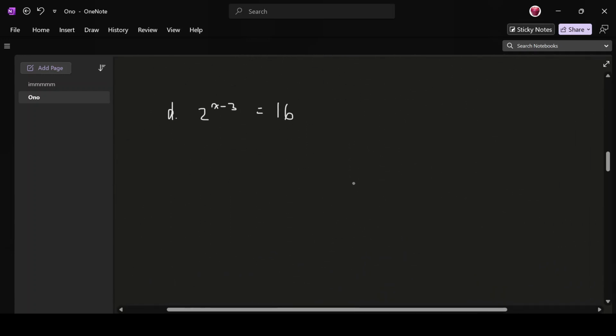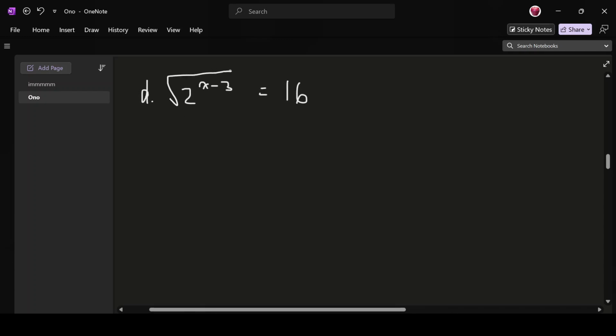Oh, we still have the, forgot. Wait, what? I remember a square root here. Okay, so there are actually 2 ways to solve this. I'm gonna write both of them.